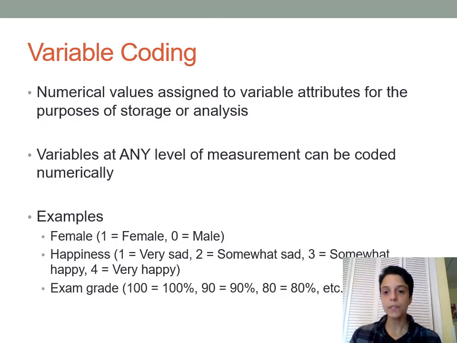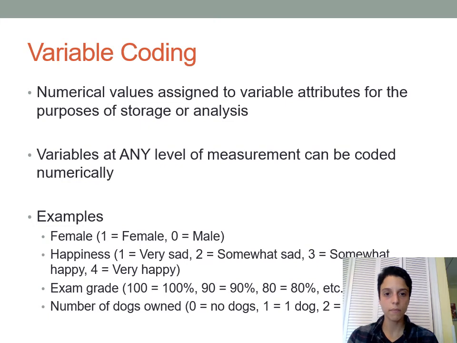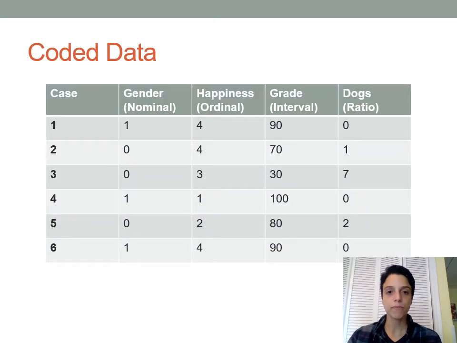An example of an interval level variable is something like exam grade. These are already numbers, so that's pretty easy to convert into a numerical code. And with ratio variables, you already have numbers, so you'd be pretty good making a numerical code. So number of dogs owned, 0 is going to be 0 dogs, 1 is going to be 1 dog, and so on. What this looks like is something like this. This is an example of a bunch of different variables that have been coded in the way that I just showed on the slide, and they're listed out for each case.